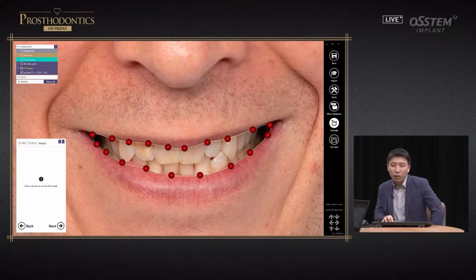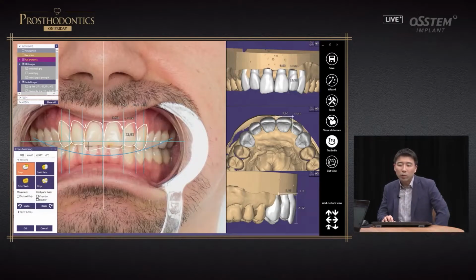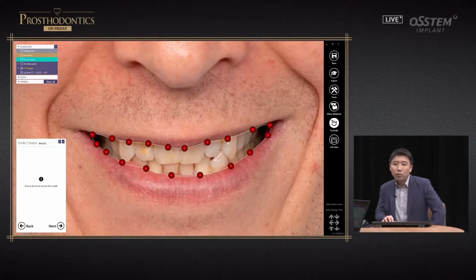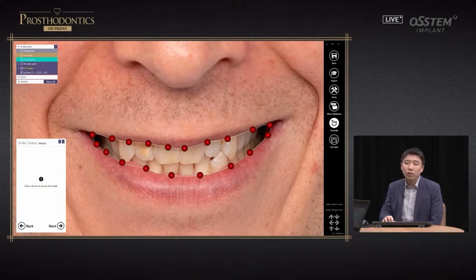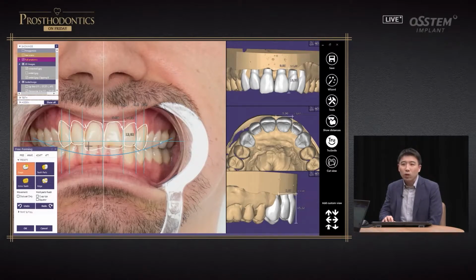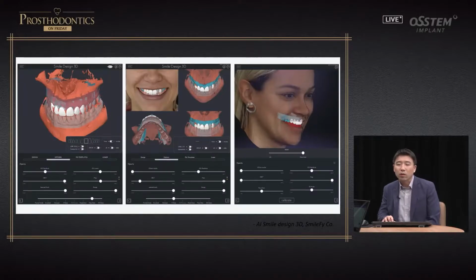Using this image with the natural smile of the patient, you can cut out the lip and evaluate how the prosthesis is going to look later. The downside is that because this is merged between 2D and 3D, you cannot really see how the prosthesis is going to look from the side and how the occlusal plane is going to be. It's going to be difficult to look at dynamic occlusion.